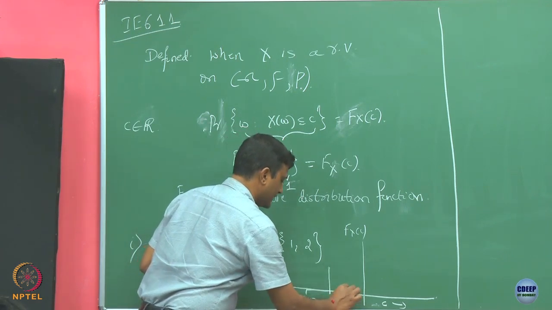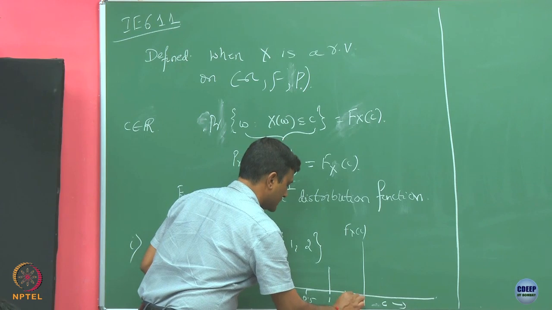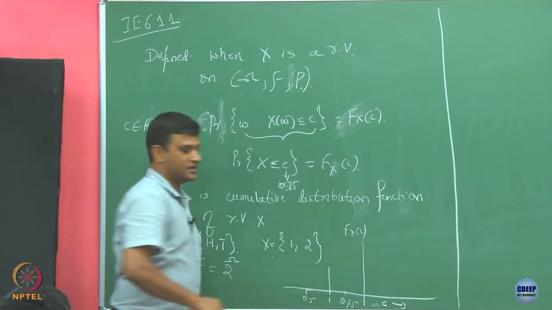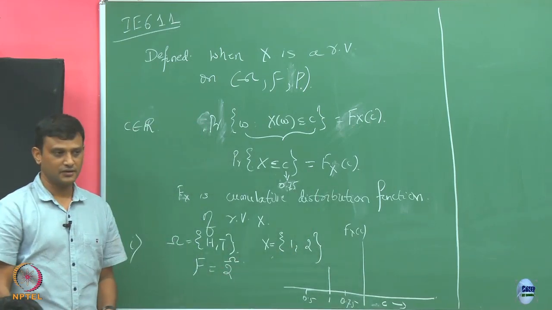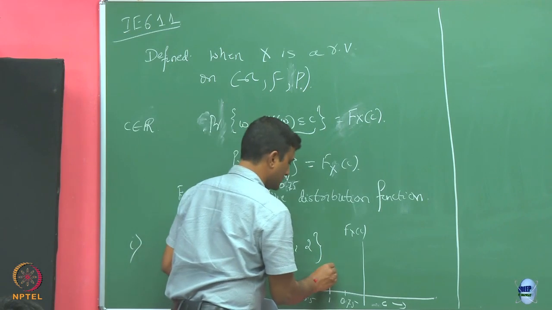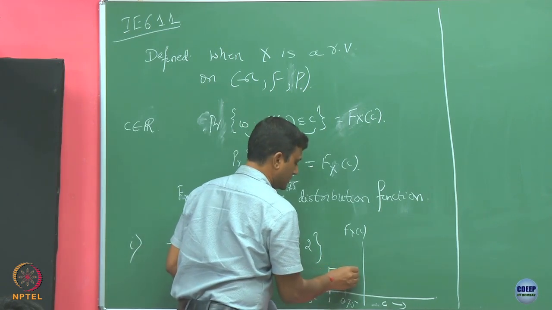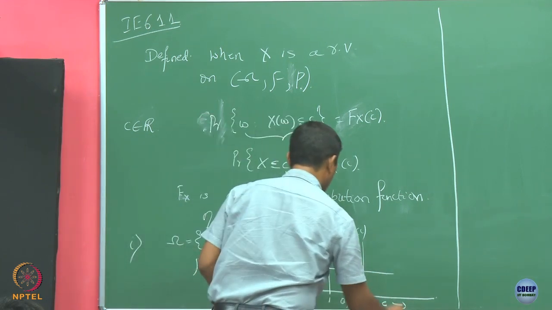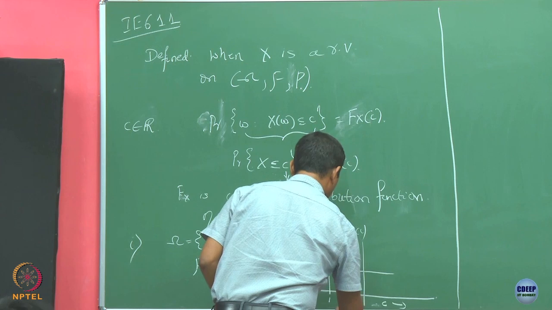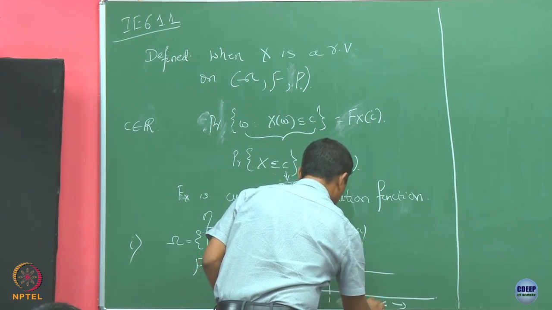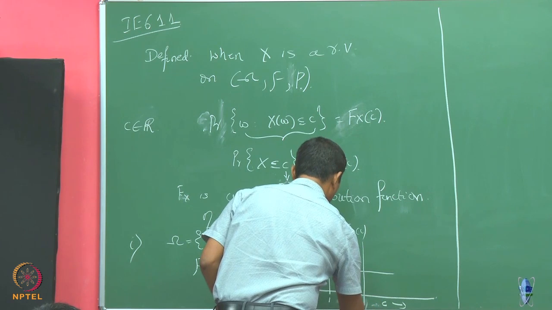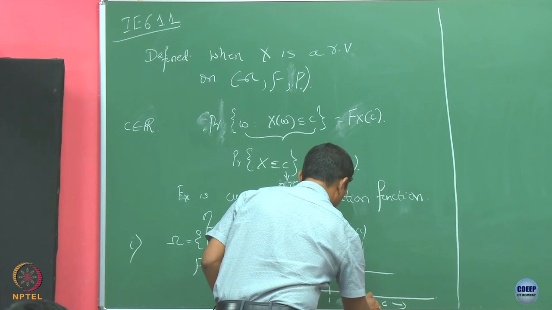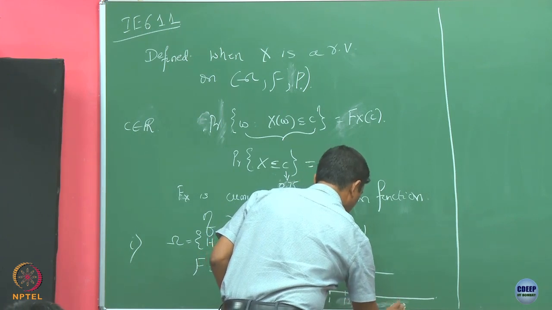Now let's take another point here at 0.75. So if I set c to be 0.75, what is this value going to be? It's going to remain the same. Till what point is it going to remain the same? Maybe I just want to write it as 1.25, I want to write it as 1.5, and I want to write it as 2.